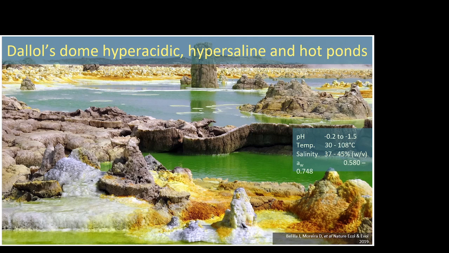So this is the Dalol dome. These are the hypersaline hot ponds. The pHs are negative, from -0.2 to -1. The temperatures can go up to 108 degrees, and the salinity can go up to 45%. The water activity is not that bad. So the limit of life for water activity is around 0.7.